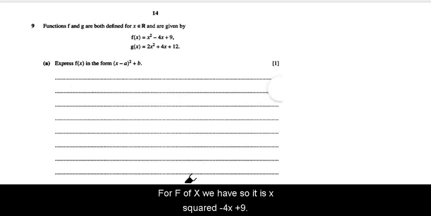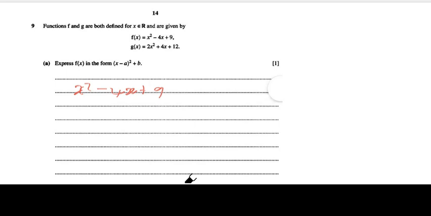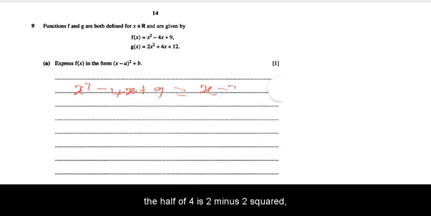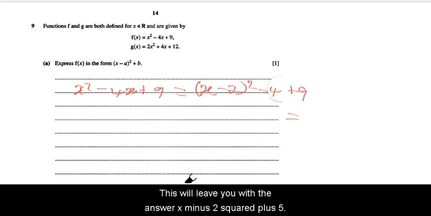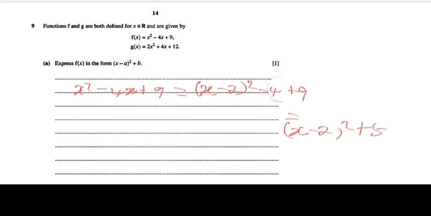For f of x we have x squared minus 4x plus 9. So if we express it in the form, we are going to have x minus the half of 4, which is 2, minus 2 squared, then minus 4. 2 squared is 4, then plus 9. This will leave you with the answer x minus 2 squared plus 5. Right.